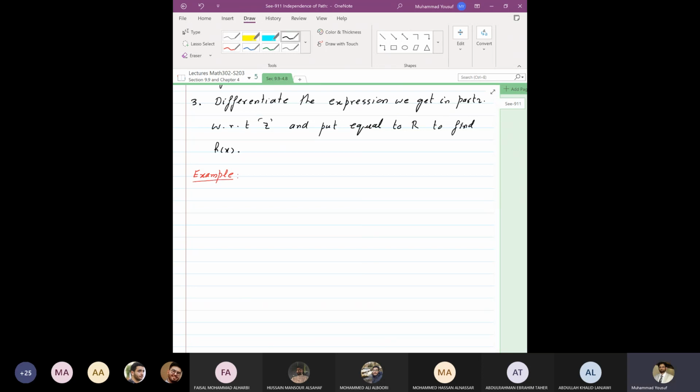Okay, example. Let us take E, a vector field, as e power 2z ax plus 3y square ay plus 2x e power 2z az. So this is a vector field.